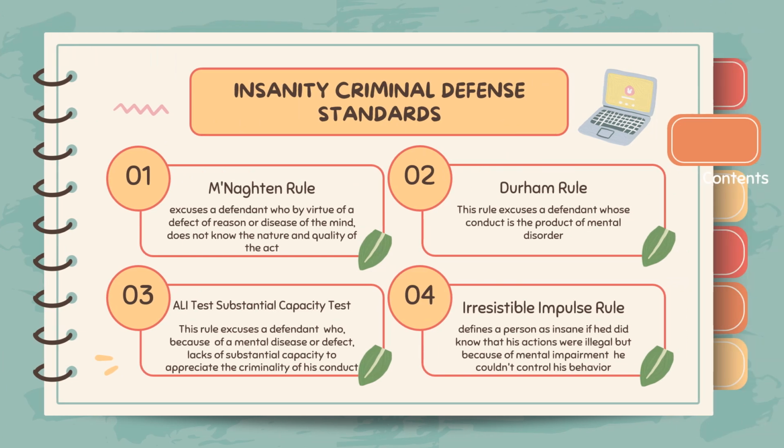In criminal defense, we have M'Naghten rule, Durham rule, the substantial capacity test, and irresistible impulse rule. So just to summarize these rules, these are excuses used by the defendant by virtue or reason of insanity, defect of reason, or mental disease. So this is the summarization of insanity criminal defense standards.